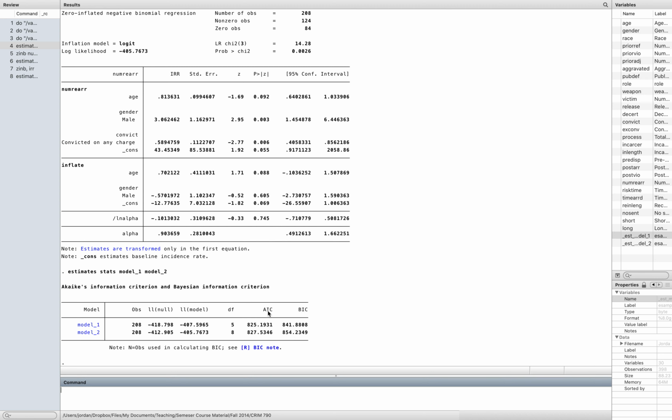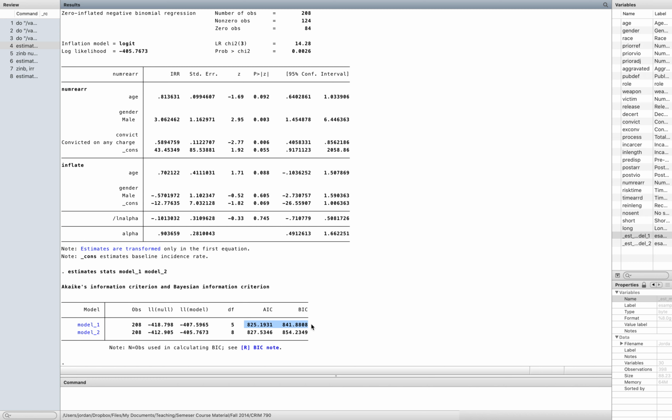So as you see, according to the AIC and BIC, these values are lower than model 2. So the AIC for model 1 is lower than it is for model 2. The BIC for model 1 is lower than it is for model 2. So what this is telling you is that the first model fits the data better, which means for this data, we don't need a zero-inflated negative binomial regression.